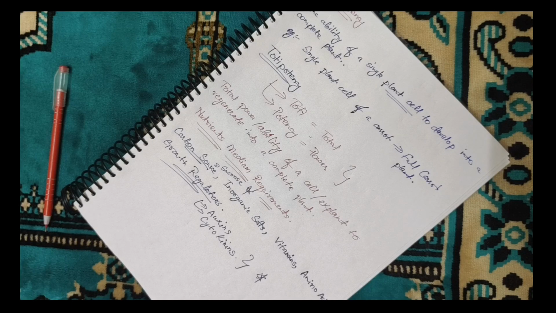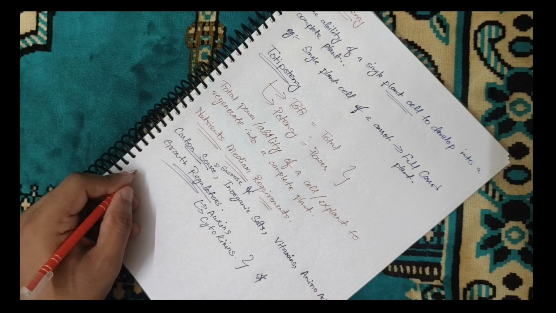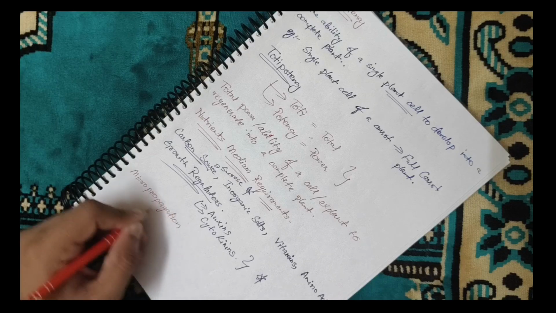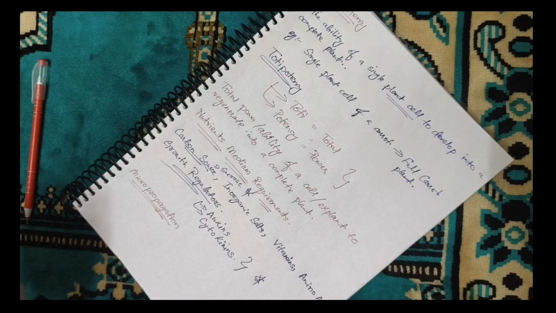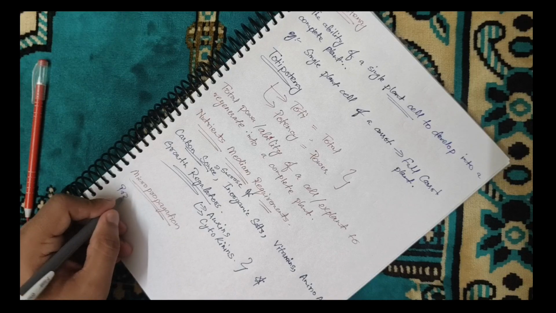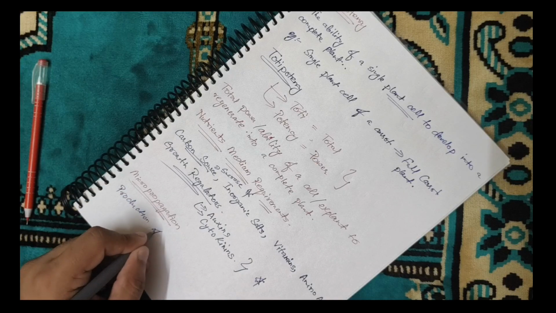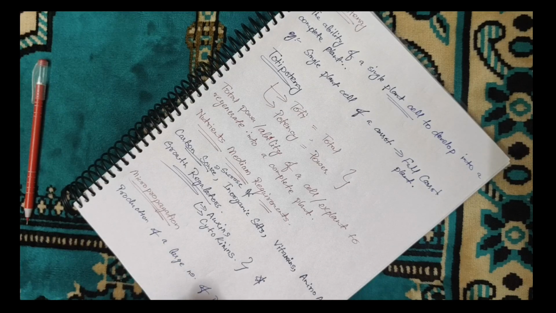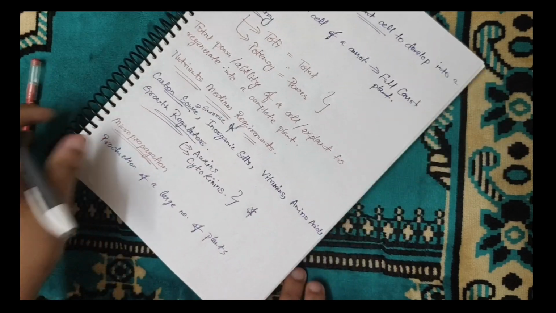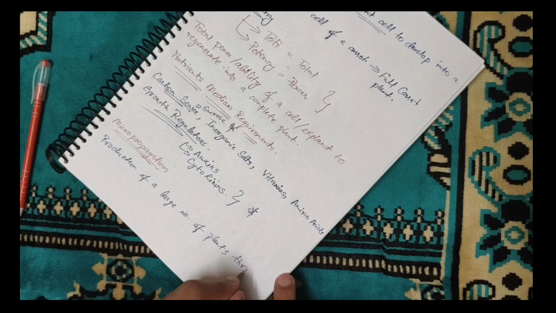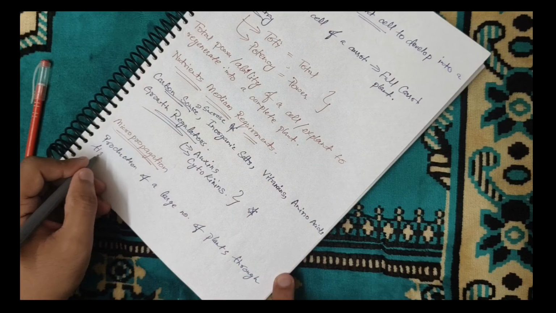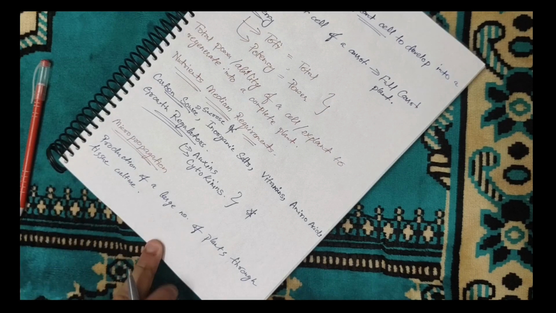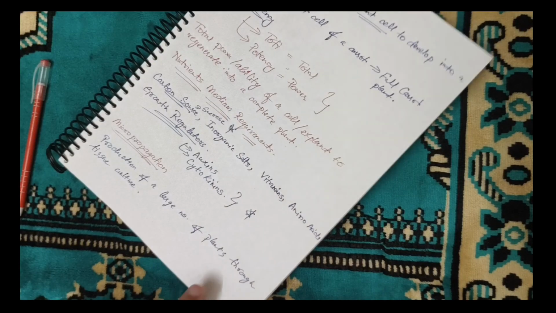Now let's move to another topic, which is micropropagation. In micropropagation, the definition is as follows: production of a large number of plants through tissue culture. Okay, so why is this important?